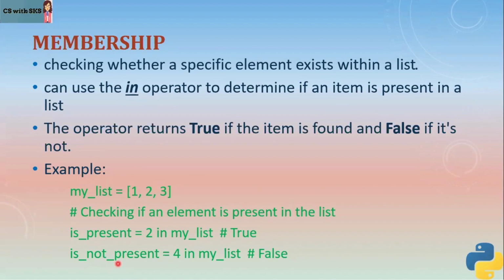You can take XYZ, you can take ABC, you can take whatever you like, right? So is not present is equals to 4 in my list. Now I'm checking whether 4 is present in my list or not. So if you see 1, 2, 3, 4 is not present. So this will return false, and false is going to be stored in the variable name is not present. So that is how membership operators are used in lists.